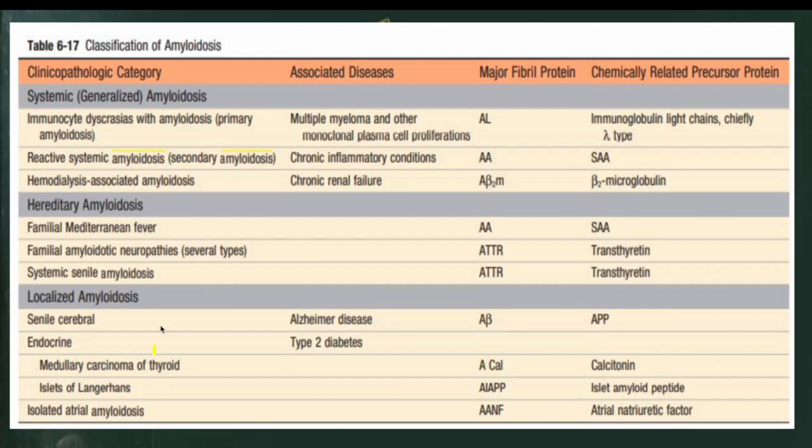Now let's talk about classification also. The classification can be divided into systemic amyloidosis, hereditary amyloidosis, and localized amyloidosis. In systemic amyloidosis, we have immunocyte dyscrasias with amyloidosis, known as primary amyloidosis. It involves multiple myeloma and other monoclonal plasma cell proliferation. The major fibril protein is AL, and the precursor protein is immunoglobulin light chain, chiefly gamma type.